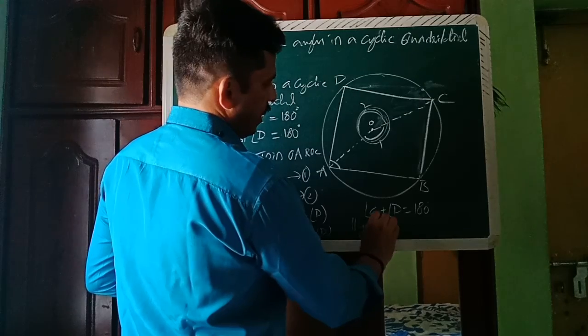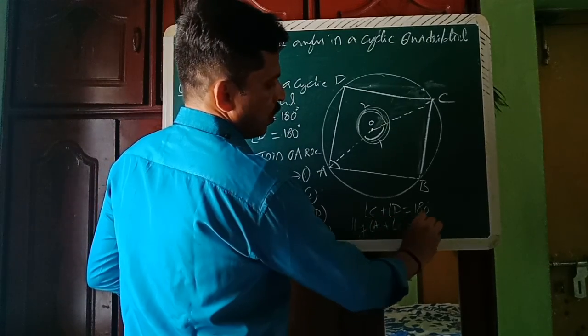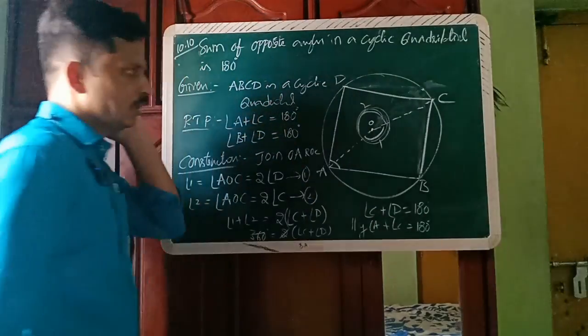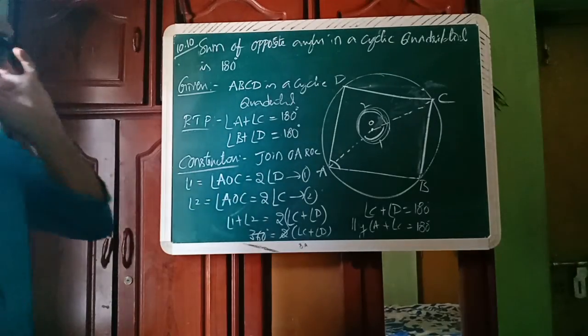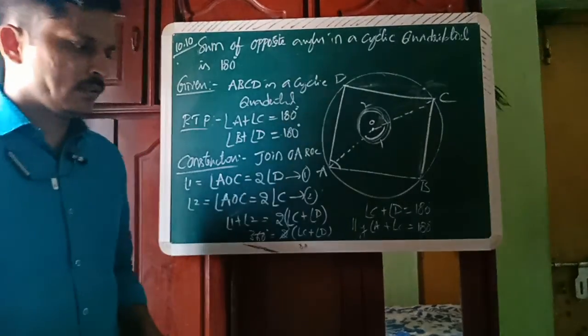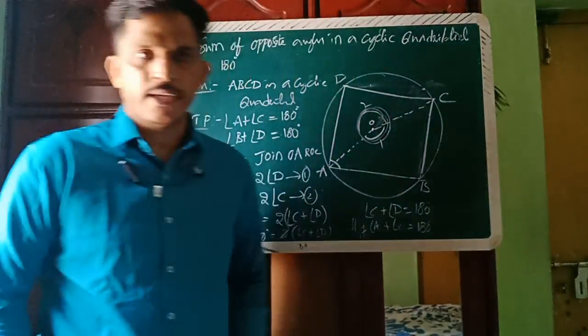Similarly, angle A plus angle C is equal to 180 degrees. So this is about the complete circles.